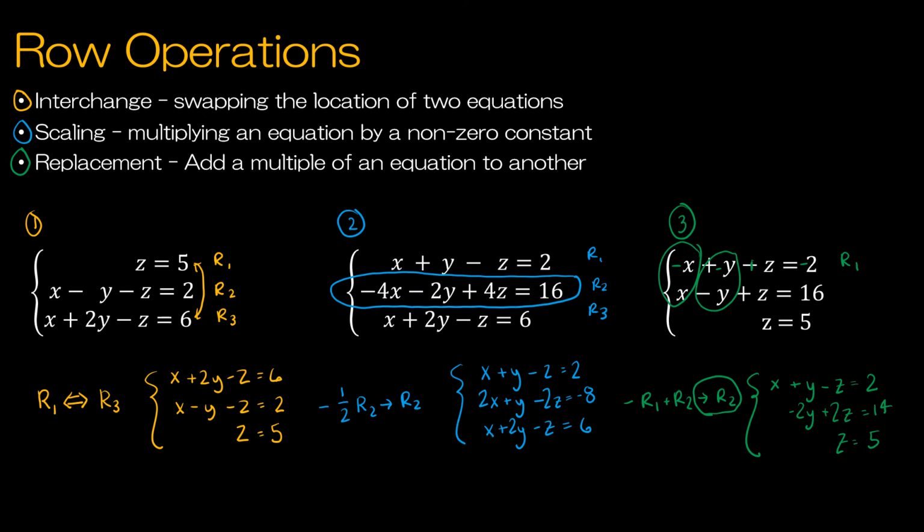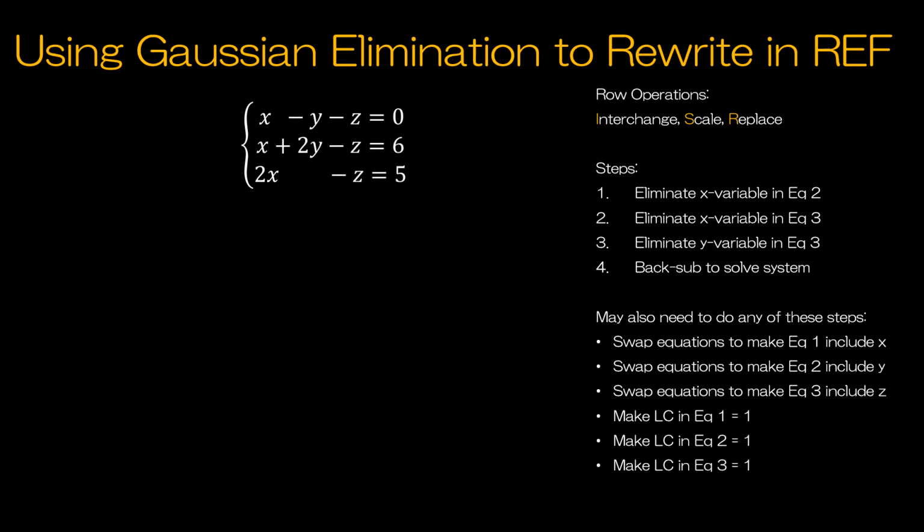So those are the 3 row operations. Now that we understand row echelon form and the 3 row operations, let's take a look at how to rewrite these systems in row echelon form. So we've got some basic steps, 4 basic steps that you're going to use. And again, depending on when we're asked to stop, this one says to rewrite in row echelon form. So it might be that we don't have to continue to solve the system. We're just rewriting it in row echelon form. But for good practice, we're going to do all 4 steps.